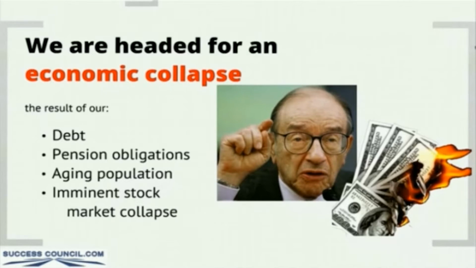It is the inevitable result of our debt, our pension obligations, our aging population, and the imminent stock market collapse as retirement plans start pulling money out of the market. We know the exact anatomy of how that collapse will take place. Alan Greenspan told us. Therefore, we should expect the U.S. dollar to become next to worthless, just scraps of paper, and the basic necessities of life like food and water will be unaffordable for everyone trying to buy them with cash as the Fed prints the currency into oblivion.